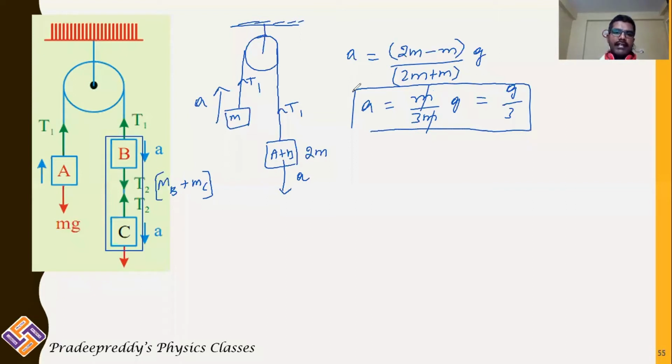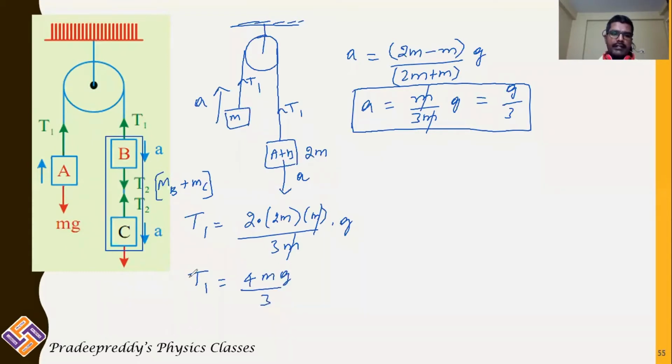After getting A, we can find out tension T1. What is the formula for tension T1? T1 can be written as 2 into the product of the masses, that is 2m into m, divided by 3m, into acceleration due to gravity. m and m get cancelled. So tension T1 will be equal to 4mg divided by 3. This is tension T1. We have got tension T1 as well as acceleration. That's it.